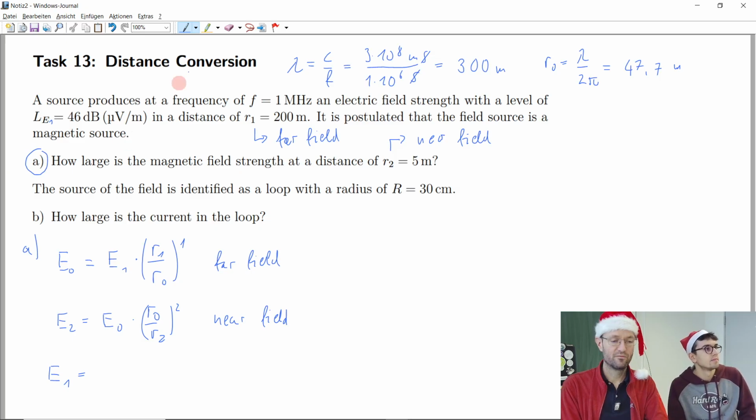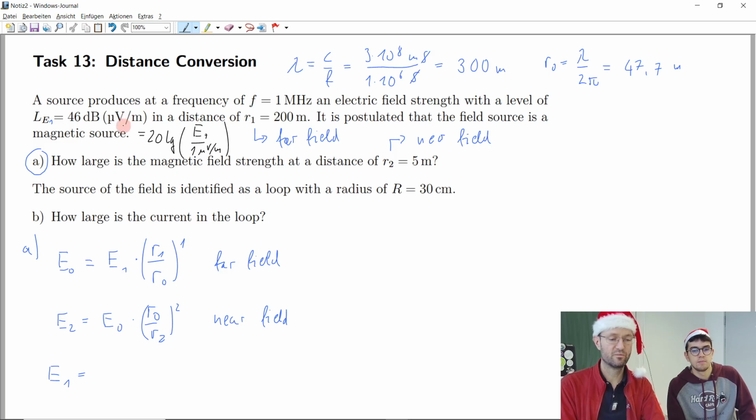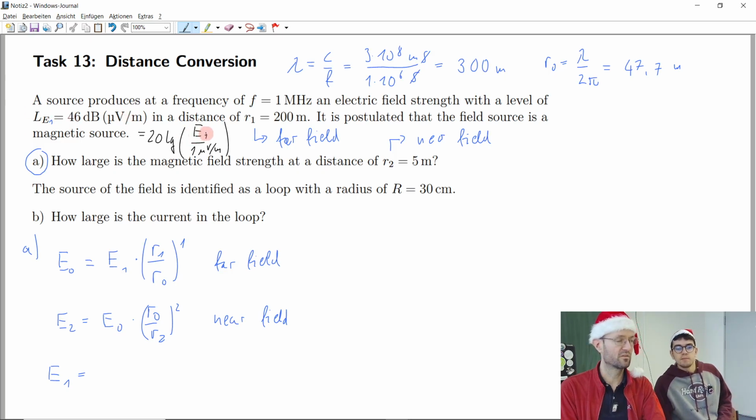So, exactly, this here on the top, this was 20 times the decadic logarithm of E1 divided by 1 microvolt per meter, the reference value, if this is given in dB microvolts per meter. So now we have this level, we want to have E1. So how do we get E1?